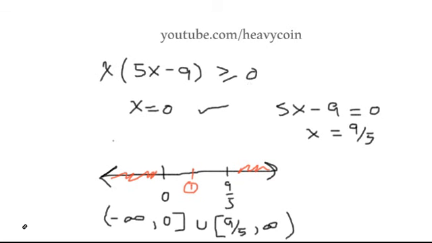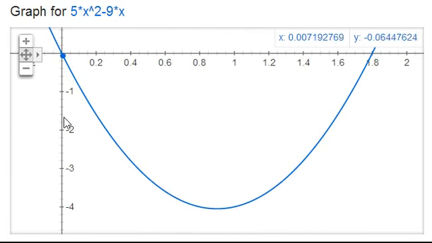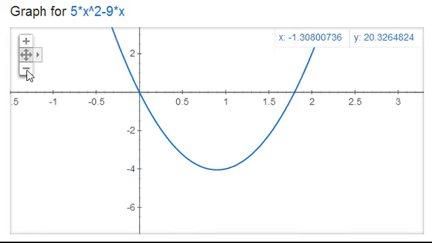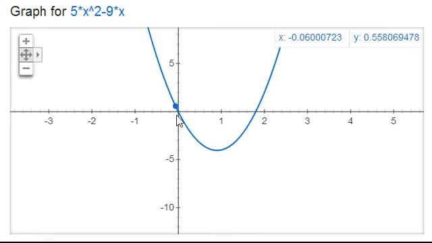You can kind of see what this looks like. Alright, so this is the graph. Now we said it's all the stuff outside, everything to the left of 0 and to the right of 9/5, which is actually 1.8, which is nice. It's right here on the graph. What we're going to do here is zoom out, because it was everything less than or equal to 0 and everything greater than or equal to 9/5.